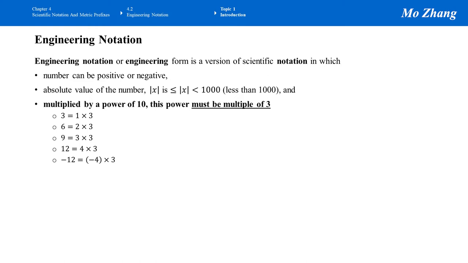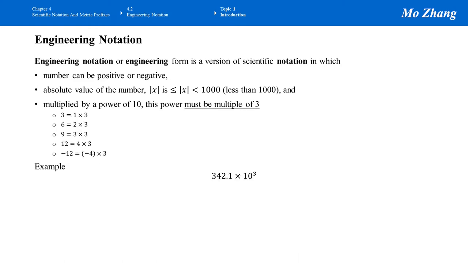Let's take a look at this number, 342.1. Is this number in engineering notation? Let's check. The absolute value of this number, 342.1, is greater than or equal to 1 and less than 1,000. Now let's check its exponent. The exponent is 3. 3 is a multiple of 3. So this number meets all 3 rules. Therefore, this number is expressed in engineering notation.